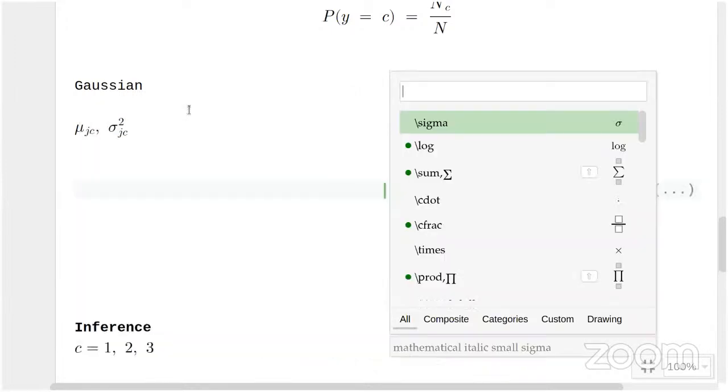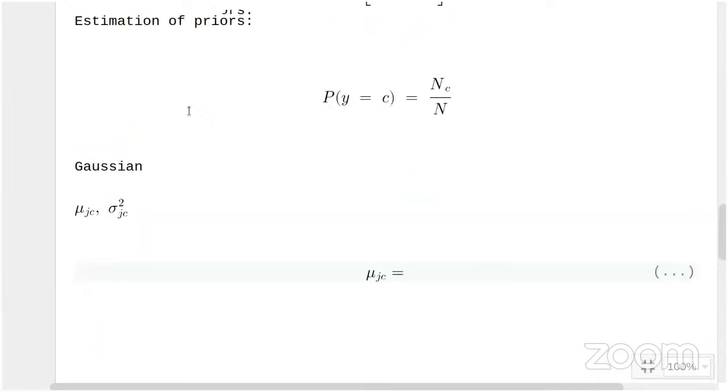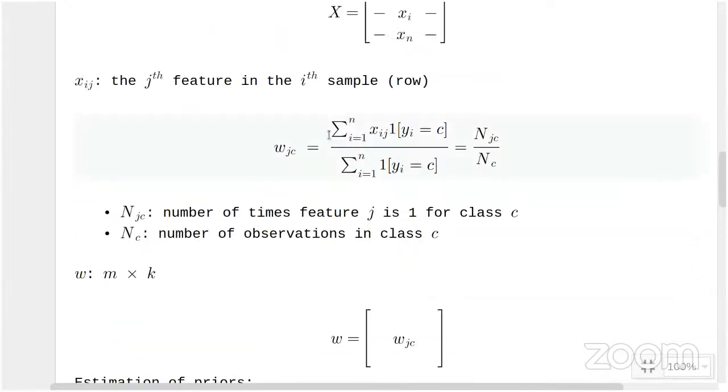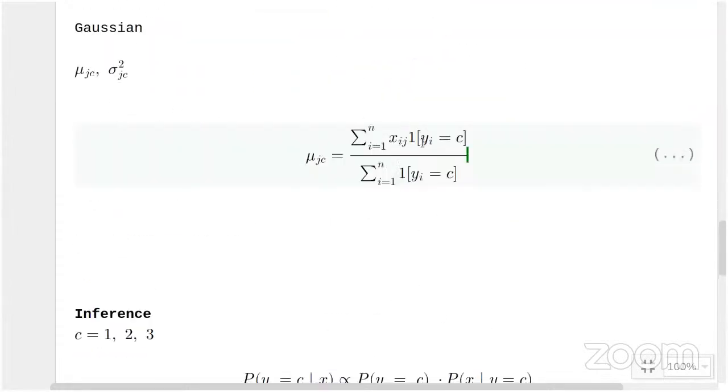And now how do you estimate the mu? It is the mean of the Gaussian, right? So very similar formula. This formula is the same for all the cases. You again look at only those data points which belong to class C, and that's all. There is no change in the formula actually. Only thing is that xij here will be a real number.